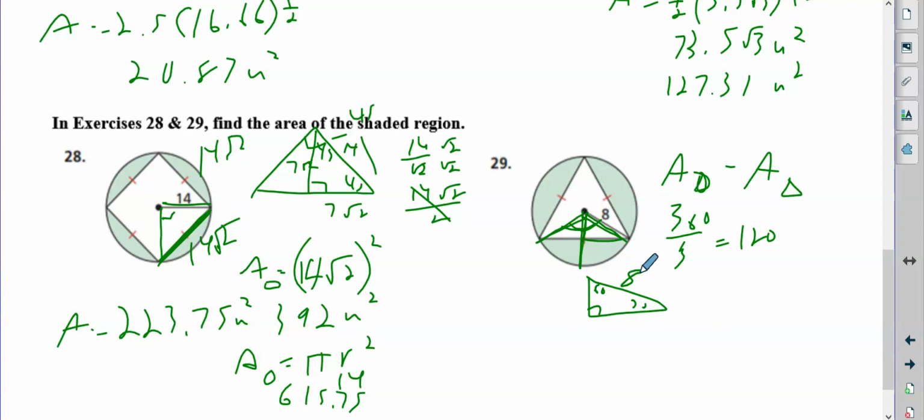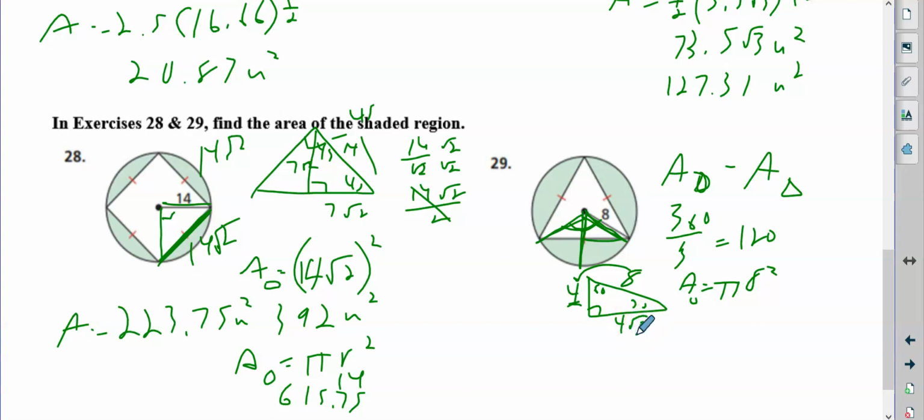So the area of the circle is easy. This is the radius. So area of the circle is pi r squared. So 64 pi. And then to find out the apothem, which is right here, that's the small side. So you're going from the hypotenuse of 30, 60, 90 to the small side. You simply divide by 2. So that's 4. And that makes this 4 root 3.